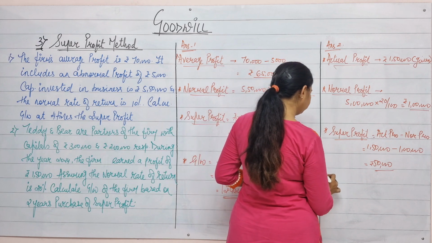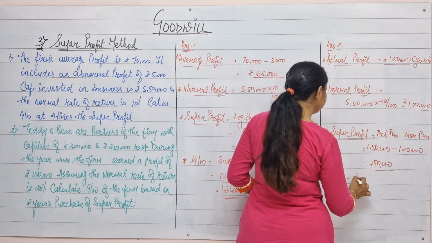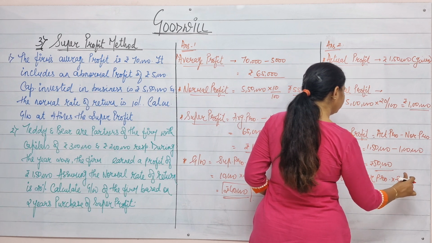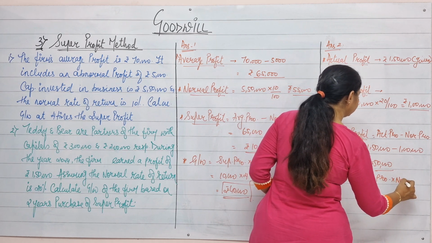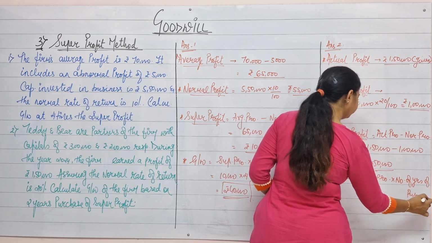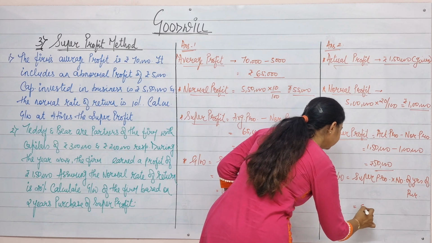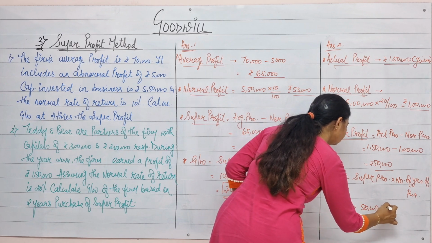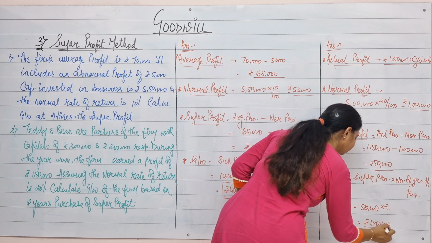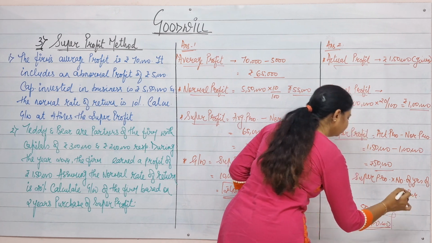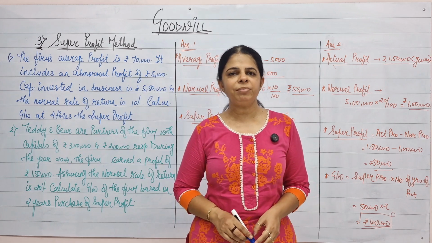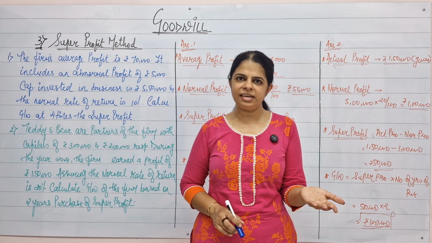So goodwill is equal to super profit into the number of years of purchase, and thus goodwill is equal to 50,000 into 2 years purchase, and the value of your goodwill will be 1 lakh, and you are done.